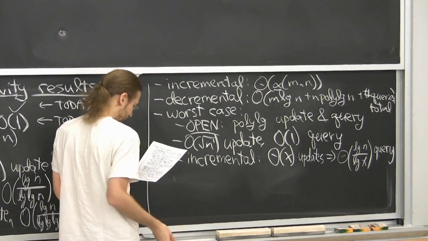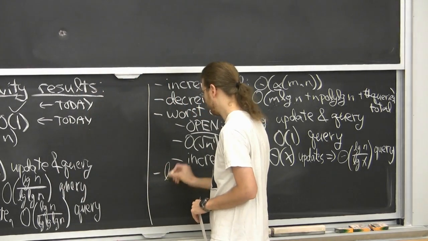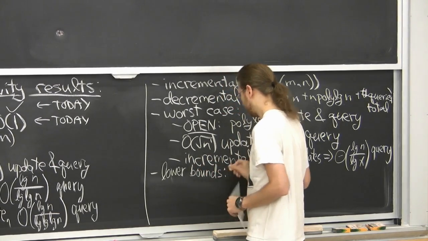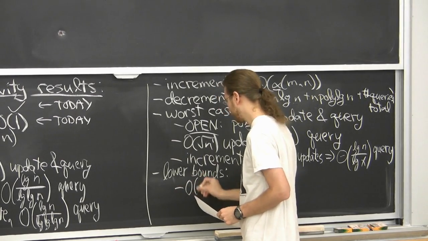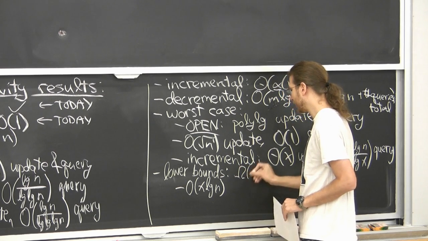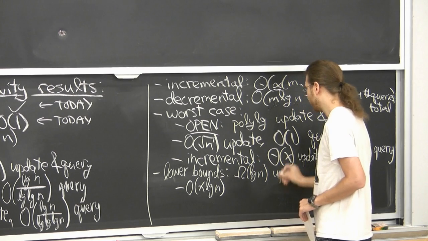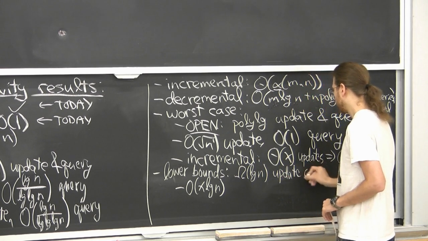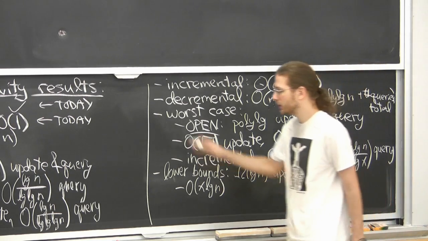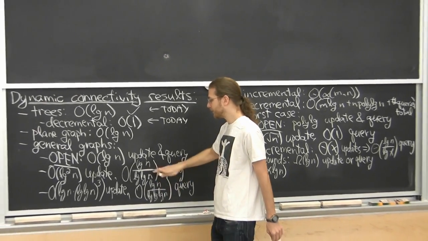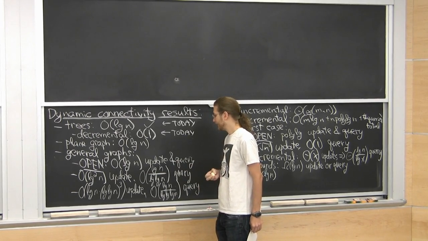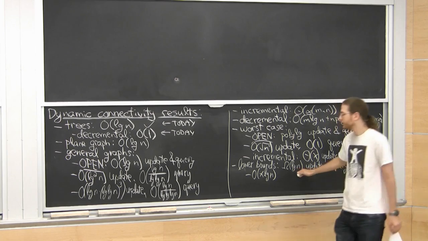Okay, and then finally, I want to talk about lower bounds. So there are two complementary results. But maybe first I'll summarize by saying you need omega log n update or query. One of them has to be at least log n to do dynamic connectivity. As you see, queries can be sublogarithmic. We don't know how to make updates sublogarithmic and get any reasonable query time. But one of them has to be at least log.